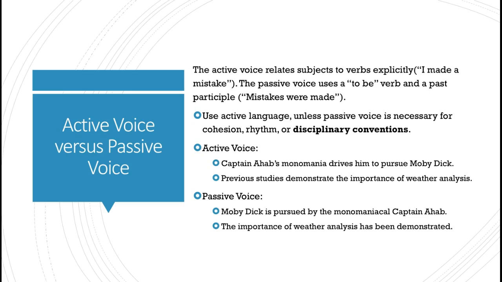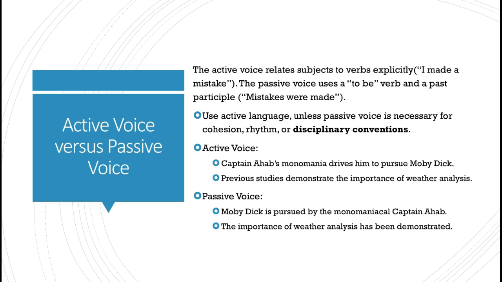So active voice really relates to the subject and verb explicitly. For example, an active voice sentence would be, I made a mistake. Passive voice would use a to-be verb, so more of a linking verb, and a past participle, which means you would say, mistakes were made. So we're not speaking actively when we're using a to-be verb and a past participle. So use active language.